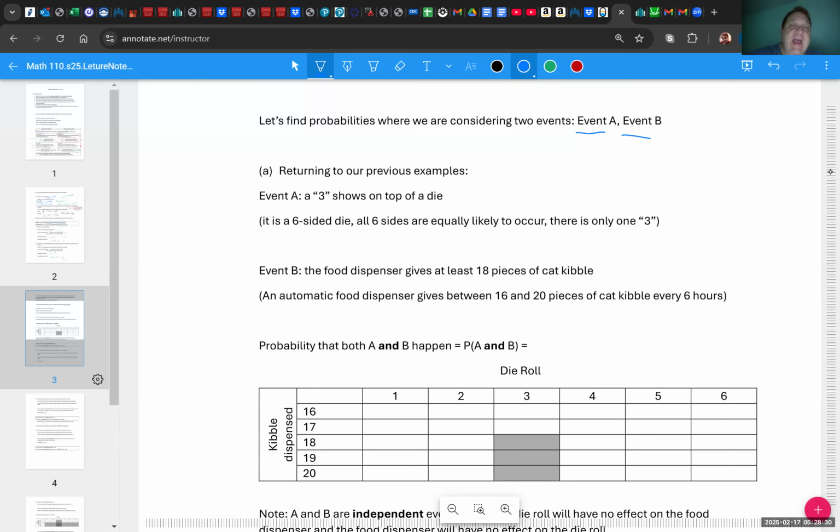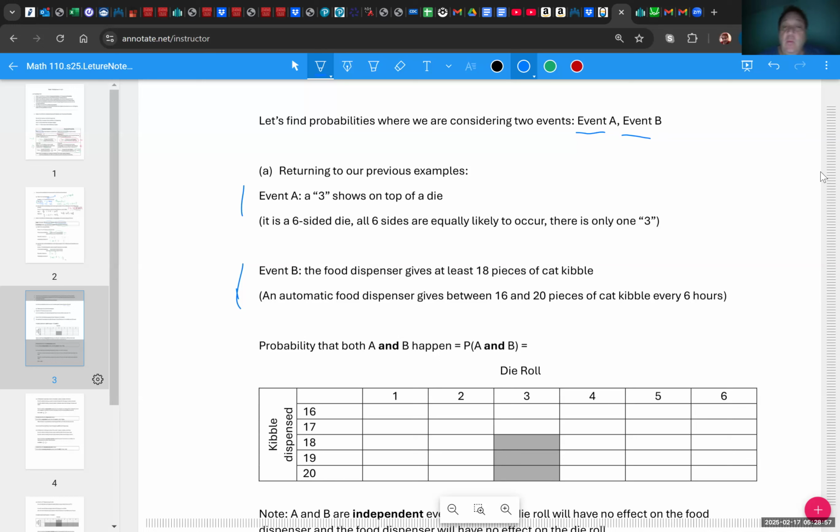So I'm going to go to my die rolling example. Event A is a 3 on a die. Remember, it's a 6-sided die, all the sides are equally likely, there's only one 3, etc. So same example as before. And event B will be the cat food / candy dispenser, where there's 16 to 20 pieces of cat kibble. Event B is we get at least 18 pieces of the cat food from the dispenser.